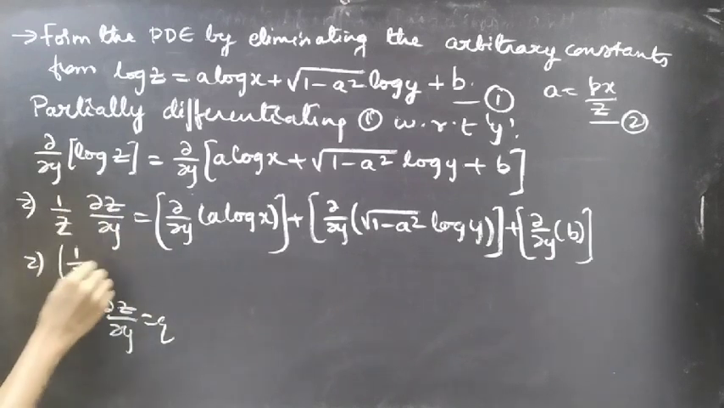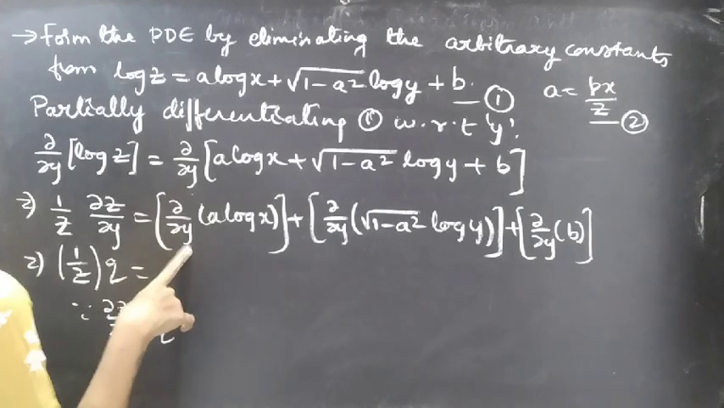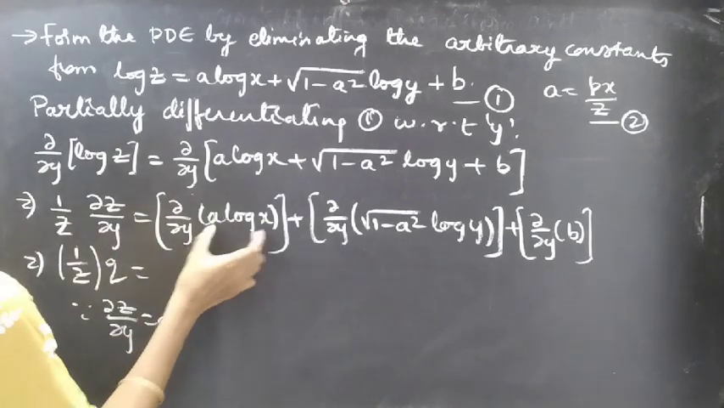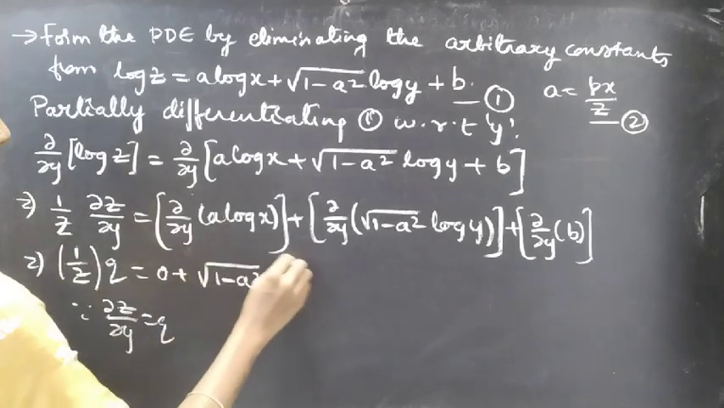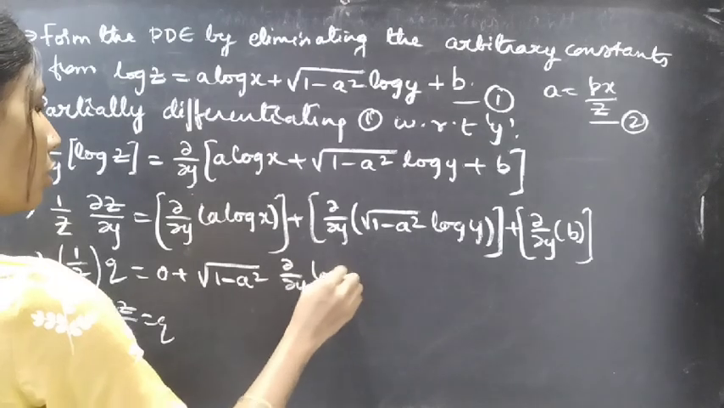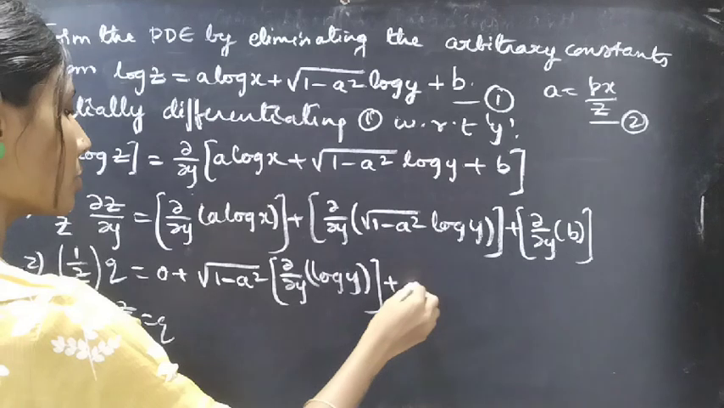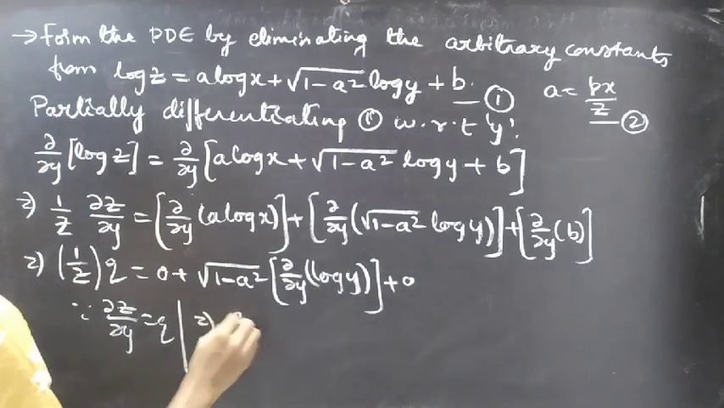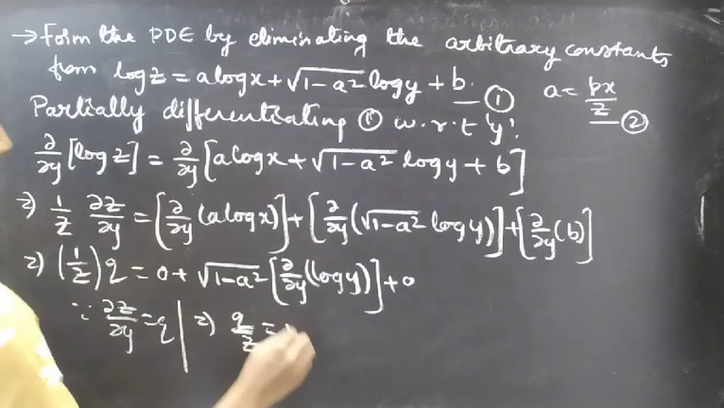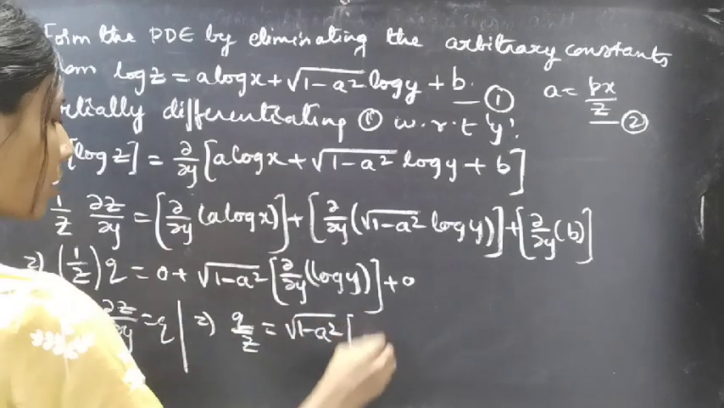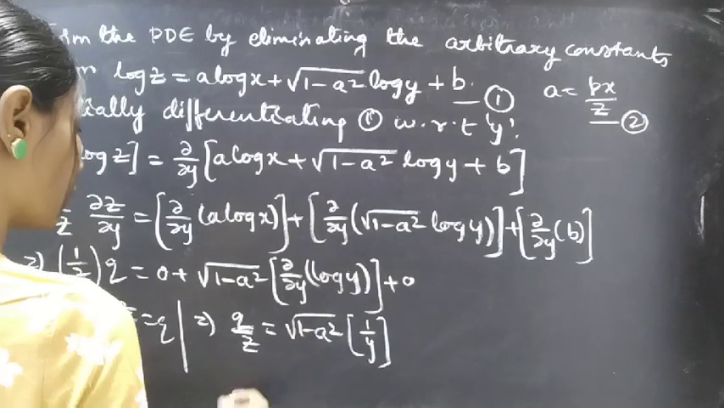You'll get 1 by z into q equal to, since we are partially differentiating with respect to y, x will be treated as constant and partial derivative of a constant with respect to y is 0, plus constant 1 minus a square into partial derivative of log y, plus partial derivative of a constant with respect to y is 0, which gives us q by z equal to, since 1 by z into q is q by z, square root of 1 minus a square into partial derivative of log y with respect to y is 1 by y. Okay.